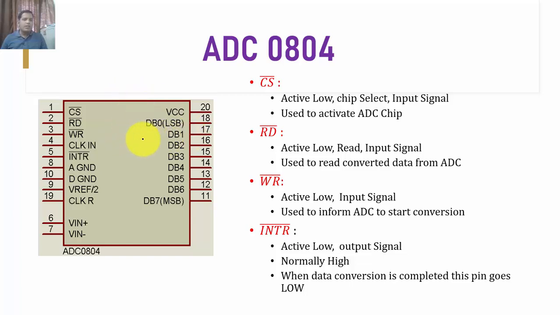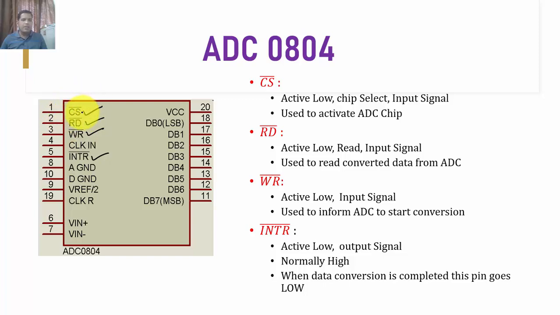So here, this is a total 20 pin IC, right? Pin number 20 is for VCC. The most important pins that we are going to consider first for the discussion are CS bar, RD bar, WR bar and INTR bar. Sequentially these are going to work here, right?